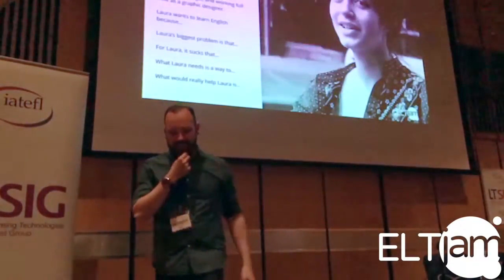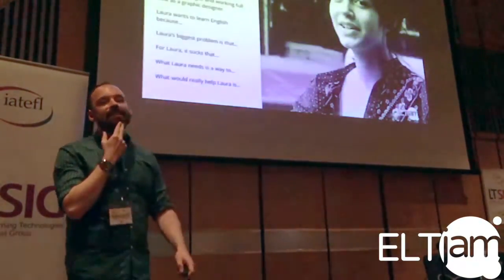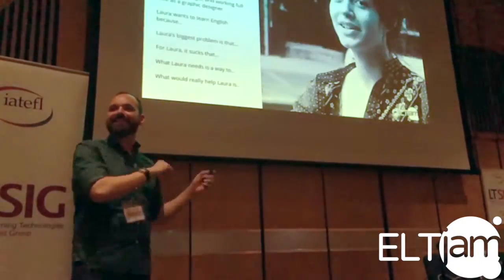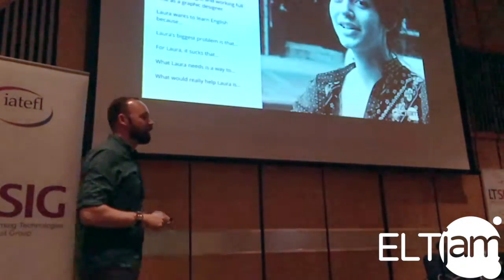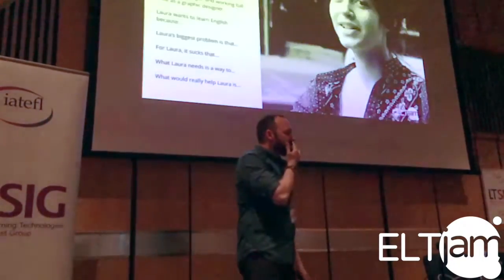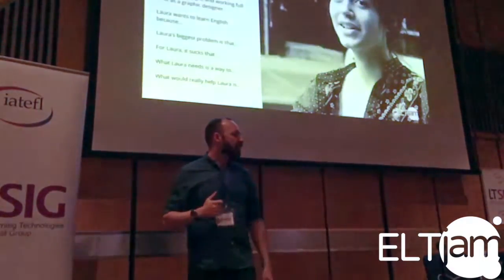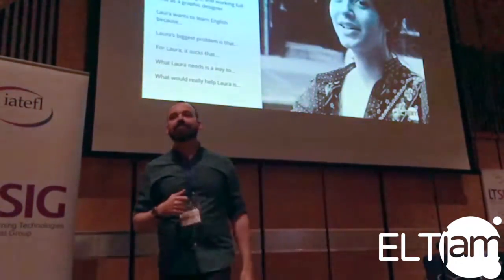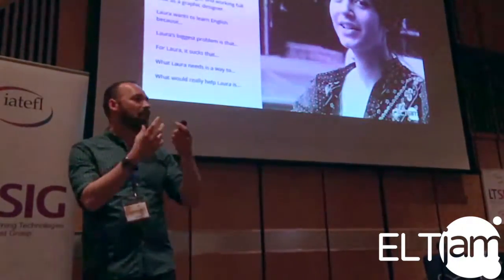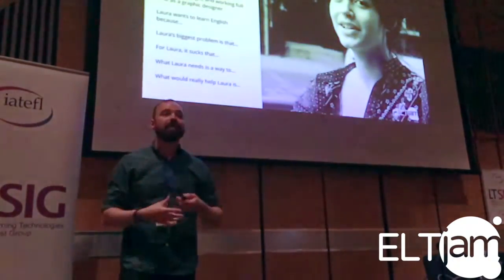So this is Laura. Laura does not exist. Well, someone who looks like this clearly exists, but this is a stock photo. So Laura is from Madrid, she's 26, single, and she's working full-time as a graphic designer. So this represents the kind of learner in my group, a typical learner in my group.